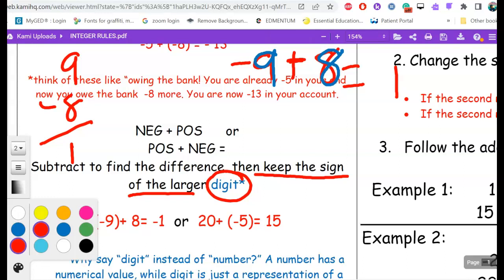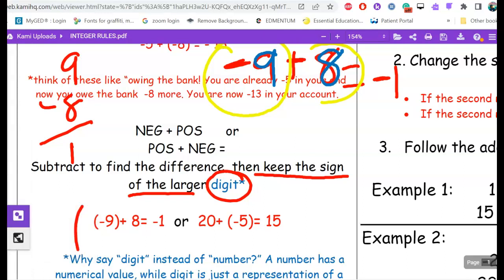If the larger digit is 9, but that 9 happens to be negative, I'm going to keep the sign of the larger digit. This is why I'm taking my time to explain this. I do not want to say keep the sign of the larger number, because let's look at it technically. Which number is larger? A negative 9 or a positive 8? Positive 8 is a larger number, but if I put my answer as a positive 1, that would be incorrect. So instead of saying keep the sign of the larger number, I say keep the sign of the larger digit.